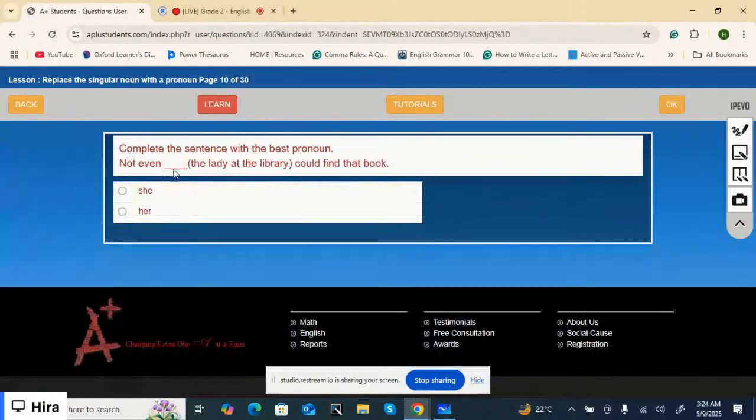Not even blank could find that book. The noun is the lady at the library. Well, don't get worried. It's a long noun, but look at the word lady. You know it. This is a noun. Not even the lady could find that book. So which pronoun can best replace it? She or her? Not even she could find the book, or not even her could find that book.